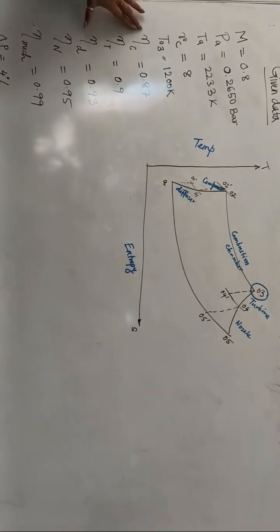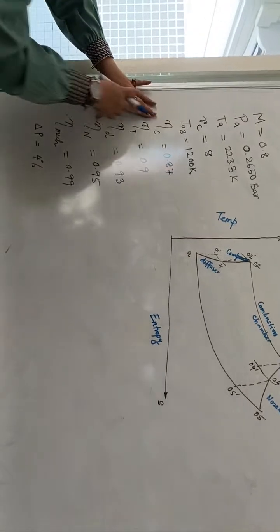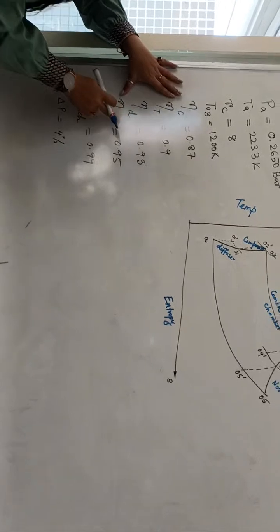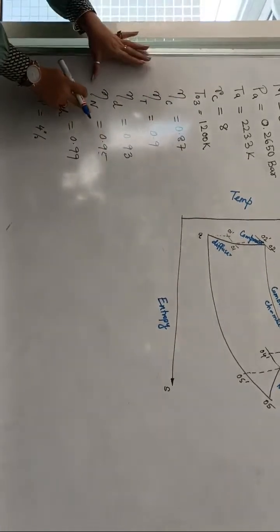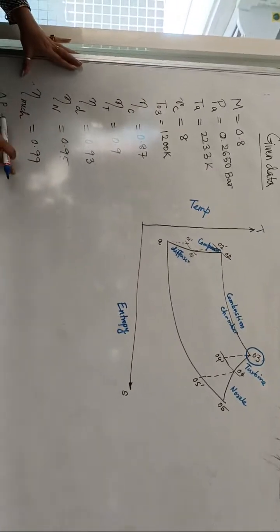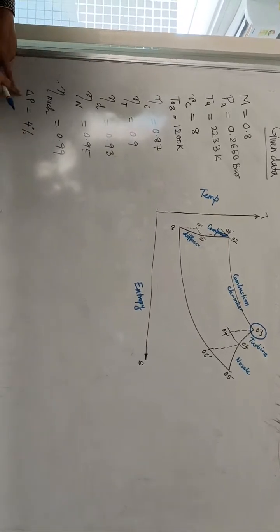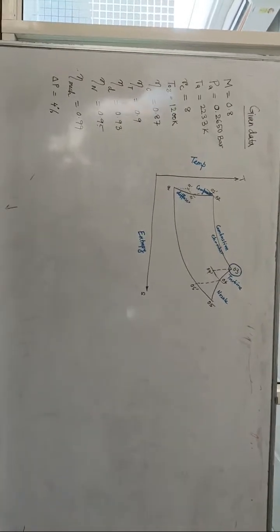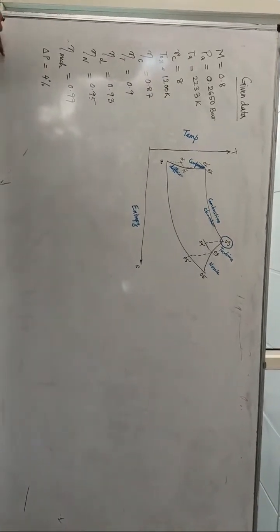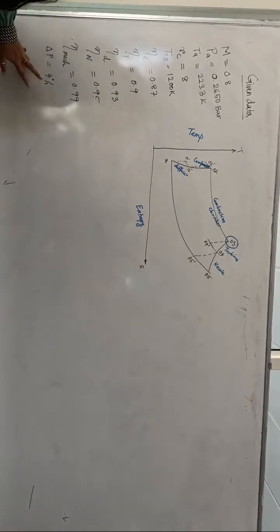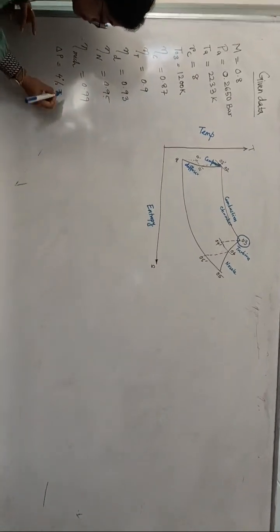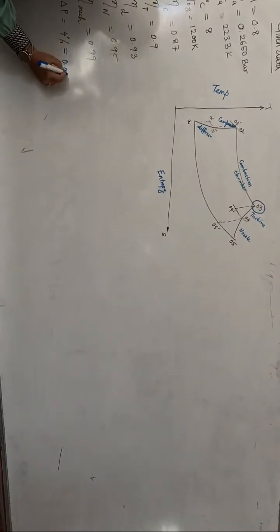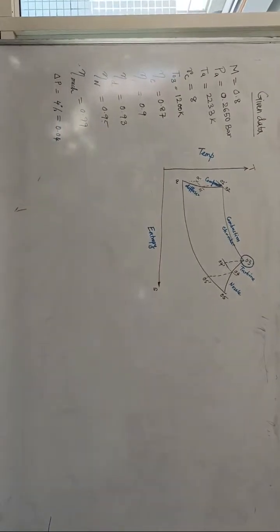Then they have given several efficiencies. What is the efficiency they have given? Compressor efficiency, turbine efficiency, diffuser efficiency, then nozzle efficiency and mechanical efficiency. And also, lastly, they have given the change in pressure loss. They have given it in terms of percentage. So if I convert the percentage to the fraction form, I can write 0.04, the change in pressure.